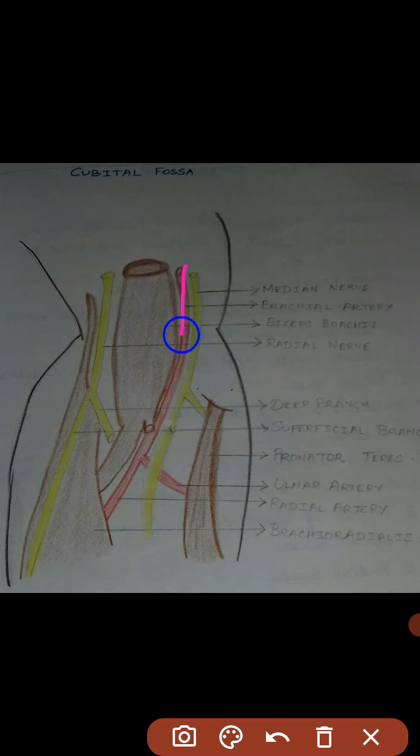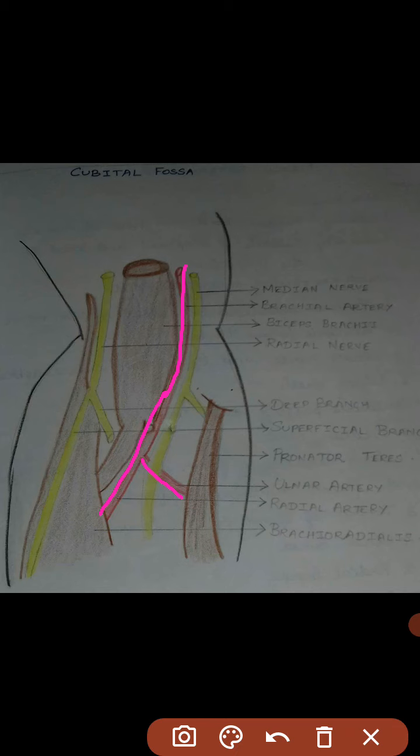And then the brachial artery. The brachial artery terminates in cubital fossa, and it divides into radial and ulnar arteries. And among these two, radial artery is more superficial and ulnar artery is deeper. The radial artery gives off the radial recurrent branch.